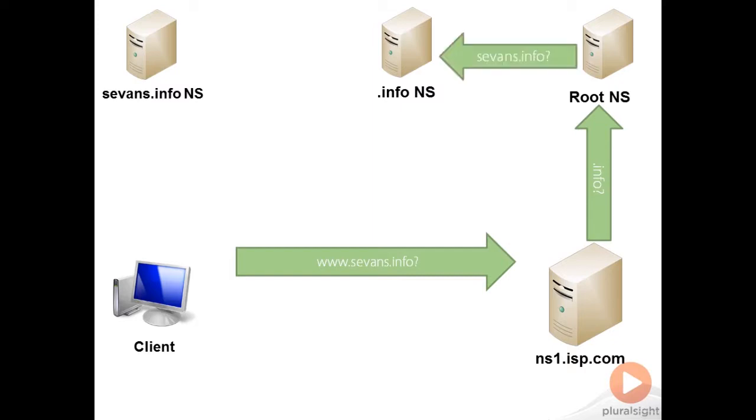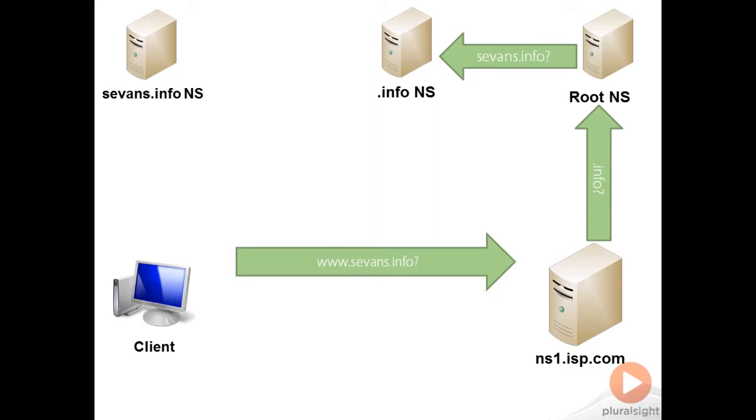So then the .info name servers are asked, do you know where www.s7s.info is? The .info name servers know where the name servers are for all of the domains underneath the .info namespace. So for example, they know where s7s.info is. If we were talking about the .com name servers, they would know where the name servers for google.com or yahoo.com or microsoft.com were, but they wouldn't know anything about those specific domains other than where the name servers are.